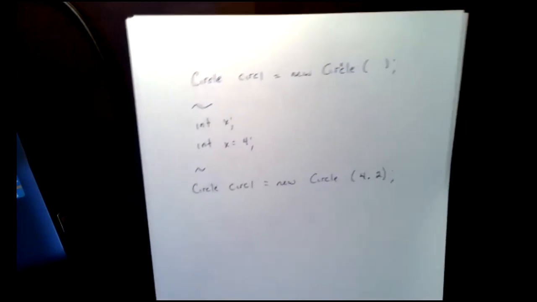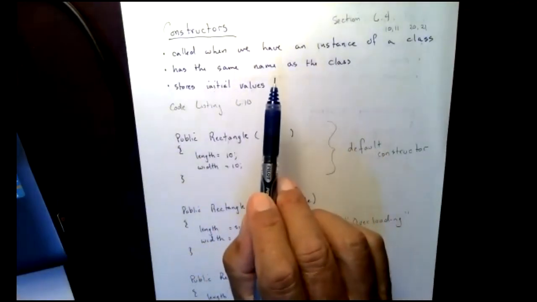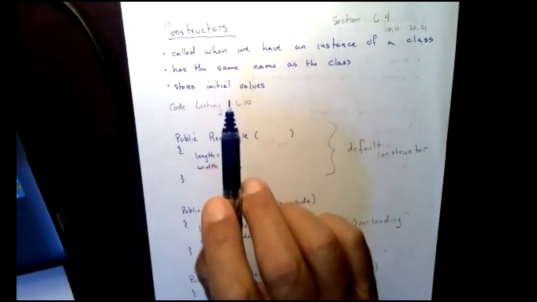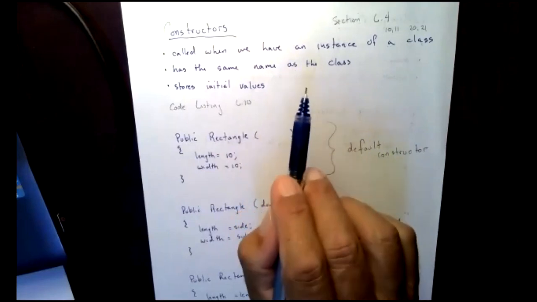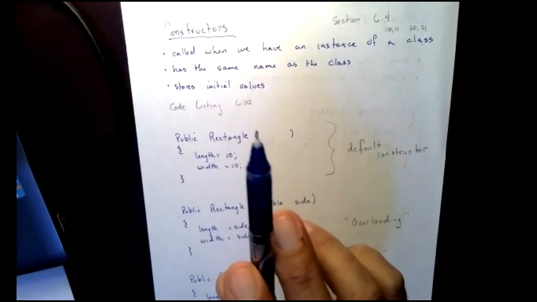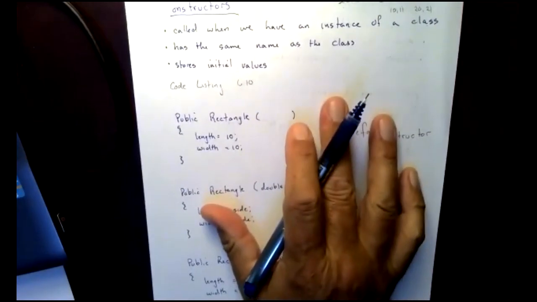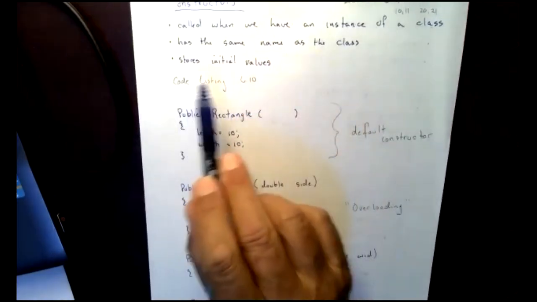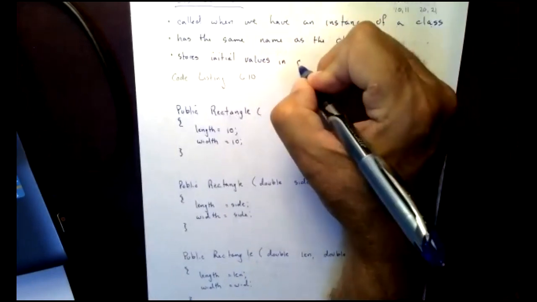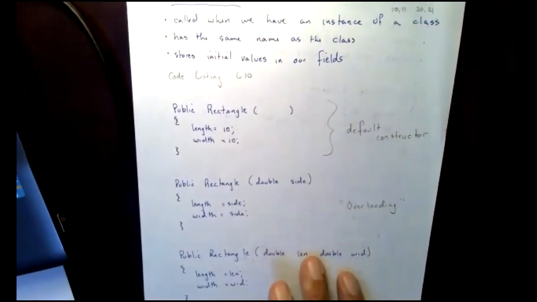When I put these constructors in, they will use the same name as the class. So I'm going to have constructors that are called Circle. They're going to store initial values in our fields. So for Circle, all we had was radius.